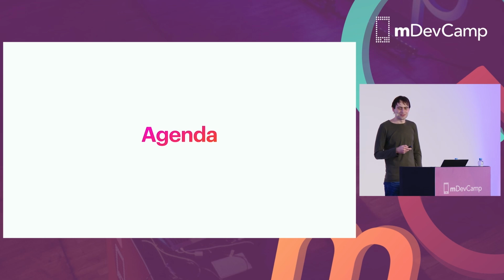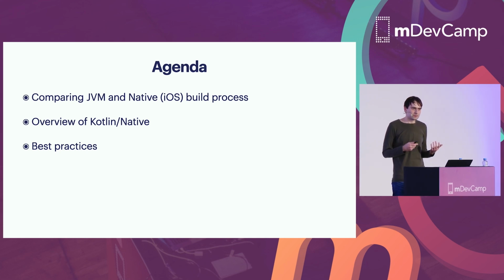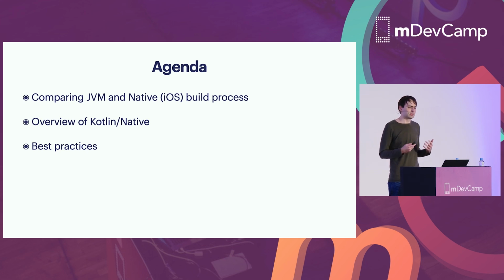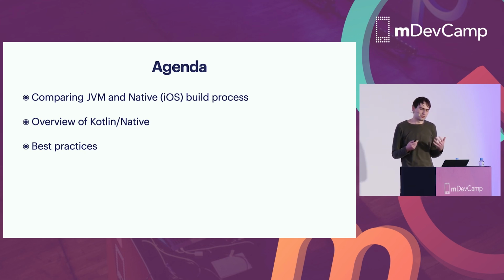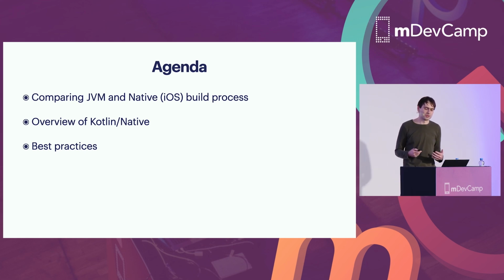Let's go on. So the goal of the talk is to give you an overview of what Kotlin Native is and how it works. But before we do that, we need to look at how Native works itself. If you are familiar with JVM or you are an Android developer, there are some similarities and differences, and by comparing those, you will get a better understanding of why Kotlin Native works the way it works. And at the end of the talk, I will give you some best practices for using Kotlin Native or Kotlin Multiplatform in production, or if you're just starting, so what things to do and what things to avoid.